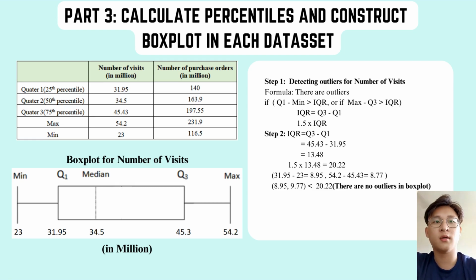We need to use the formula to determine the outliers. So 31.95 minus 23, and we will get the answer 8.95. Besides that, 54.2 minus 45.43, and we will get the answer, which is 8.77. So these two values are lesser than the IQR, that is 8.95 and also 8.77 are lesser than 20.22. So the conclusion is there are no outliers in the number of visits box plot. The box plot of the number of visits is plotted on the left side.